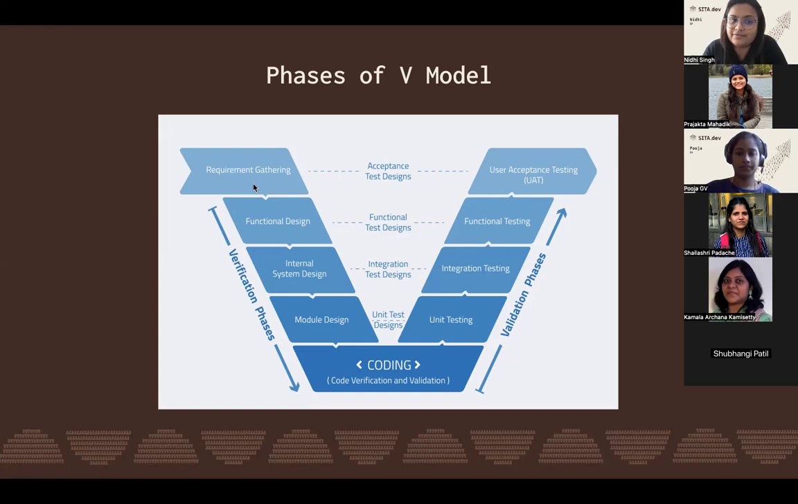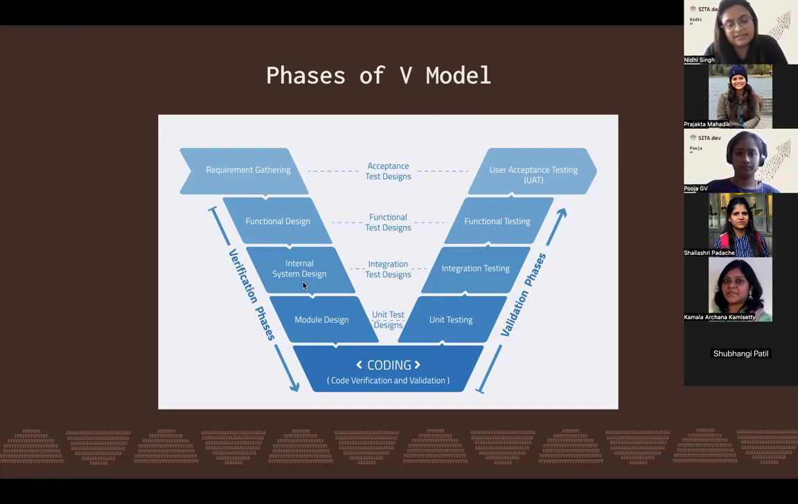When the requirement gathering phase is done in the development stage, side by side, acceptance designs are created, and for that UAT is done. On the testing side, UAT is done. So in the first phase only, the testing part is incorporated. Similarly, after requirement gathering, a functional design is created, and functional testing is done on the right side.